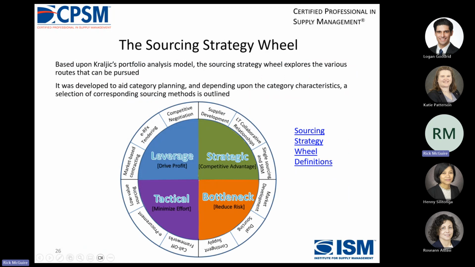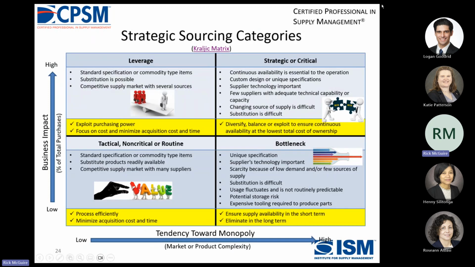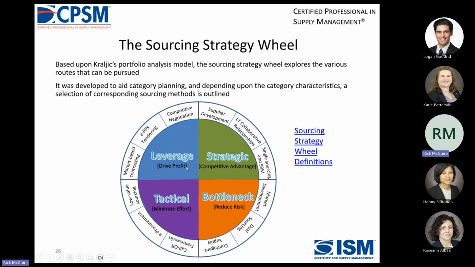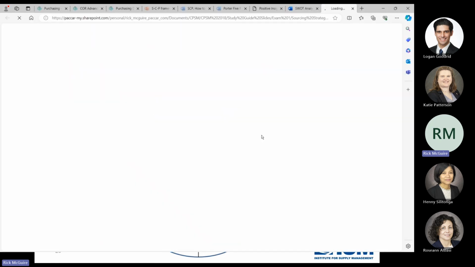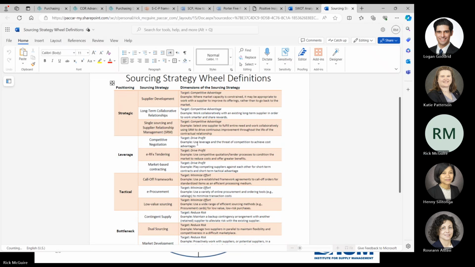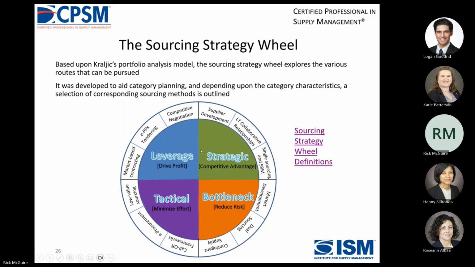And then once you've determined where you want to be with the Kraljic matrix, say you're in the leverage category, then you can go over to this sourcing wheel. You can say, okay, I'm over here in leverage. These are the three strategies for leverage: market-based contracting, EFX tendering, and competitive negotiations. Hopefully this one will tell you what each one is, with some examples. So this takes the strategy and then gives you a sourcing strategy, basically.